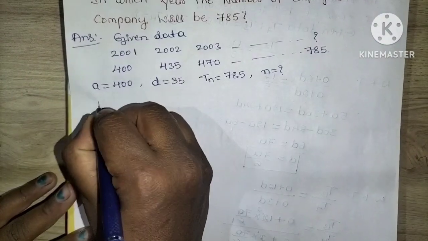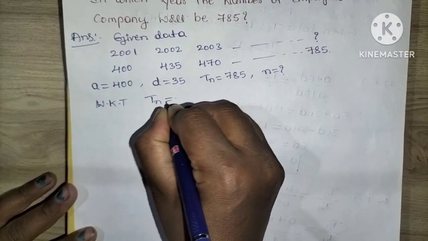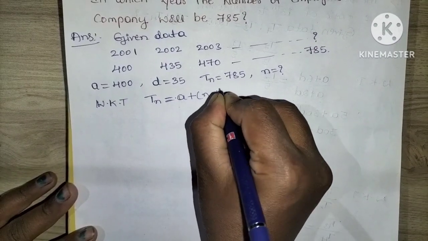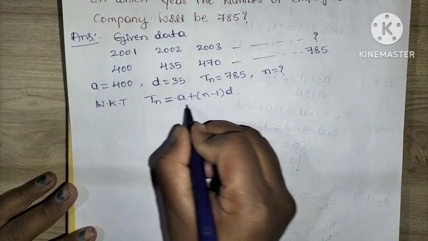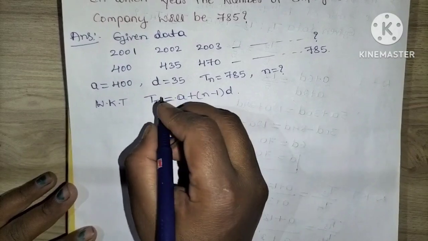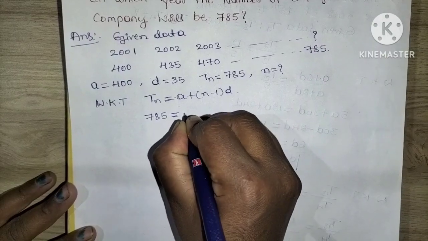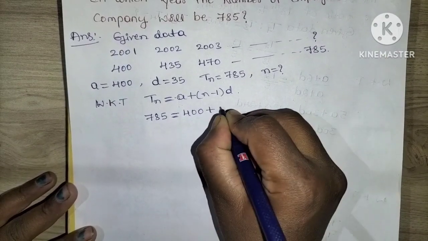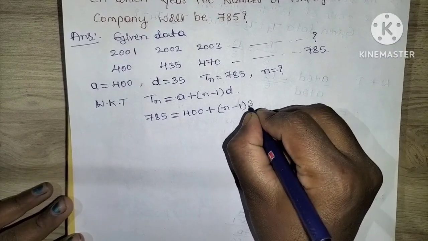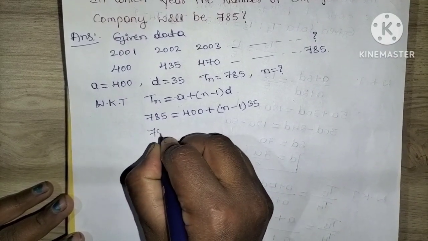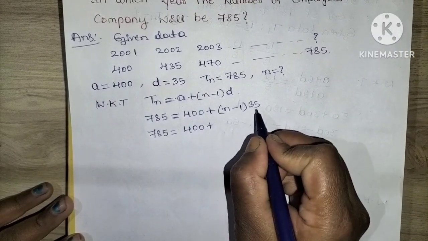785. So we know the formula: the nth term Tn is equal to a plus (n minus 1) into d. Here we have to substitute the values of Tn, a, and d. The nth term value is 785, which is equal to the first term value 400 plus (n minus 1), writing n as it is, into the common difference d, which is 35. So 785 is equal to 400 plus (n minus 1) into 35.